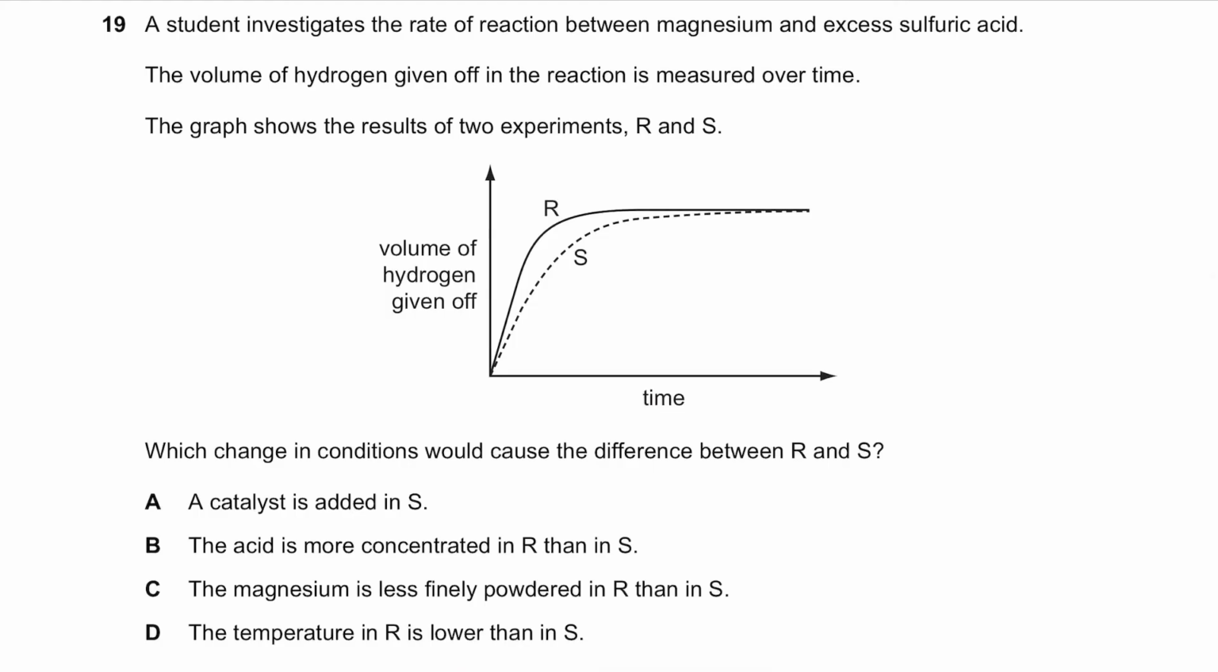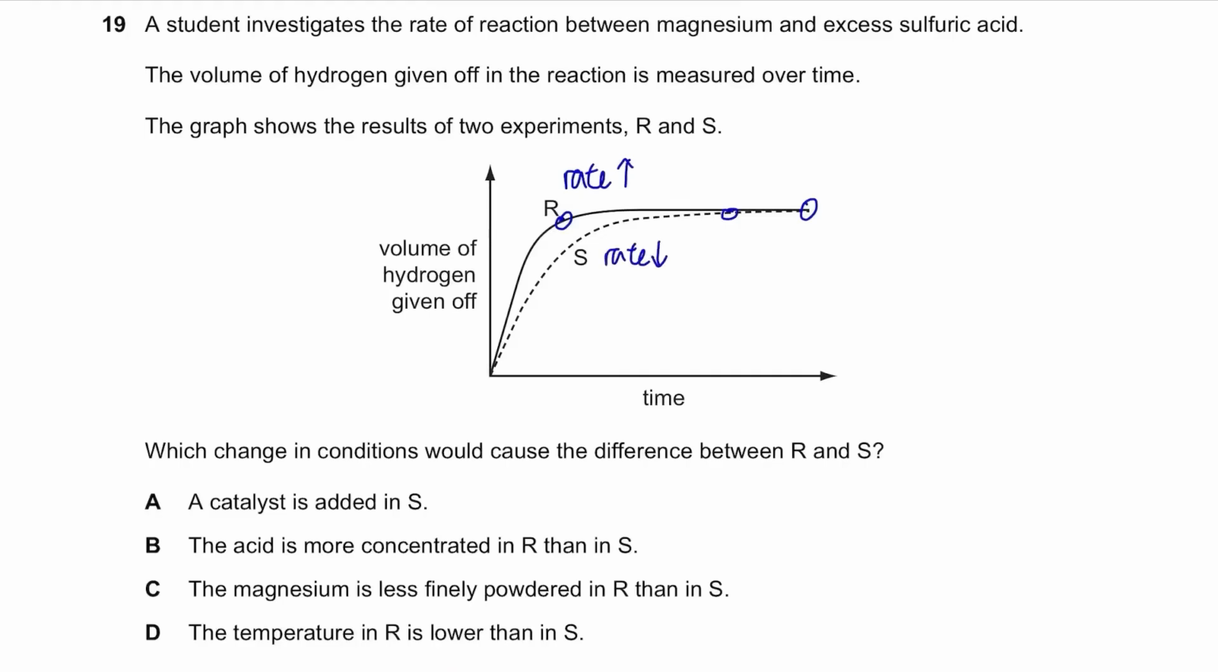Question 19. A student investigates the rate of reaction between magnesium and excess sulfuric acid. The volume of hydrogen given off in the reaction is measured over time. The graph shows the results of two experiments, R and S. Which change in condition caused the difference between R and S? R has reached the maximum volume of hydrogen given off earlier than S did, but in the end, the same amount of hydrogen was produced. It means the rate of reaction of R was faster than S.